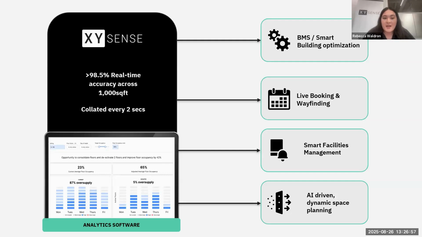So for instance, where available, companies have integrated XYSense live data into their building management systems to help control HVAC systems. As a result, these customers have unlocked cost-saving opportunities and ESG benefits because the building operates to reflect its real-time usage. Another example is through cleaning scheduling.